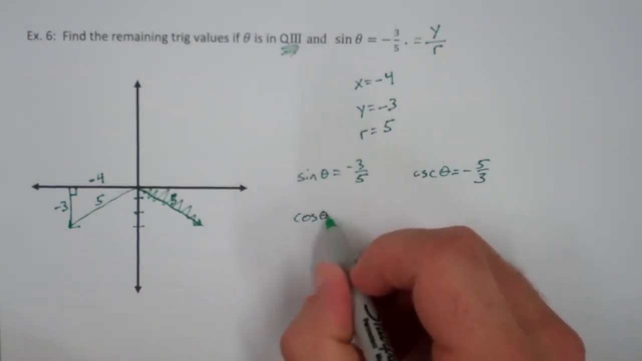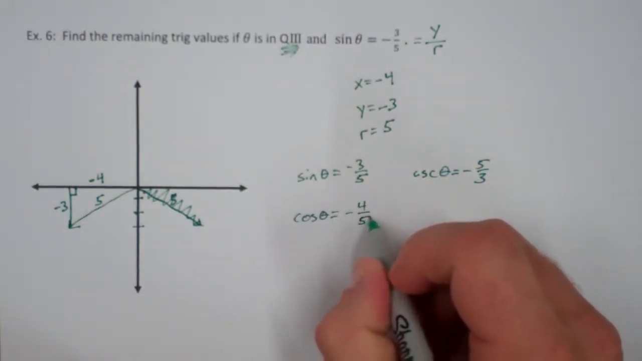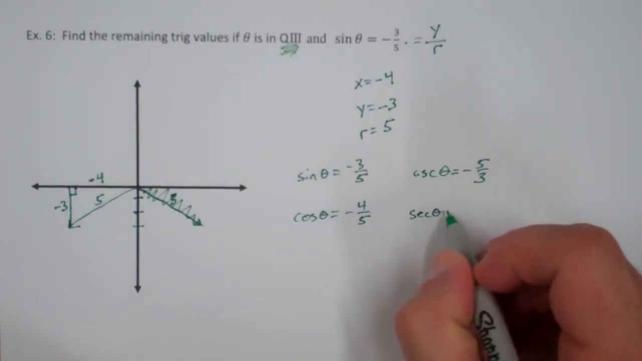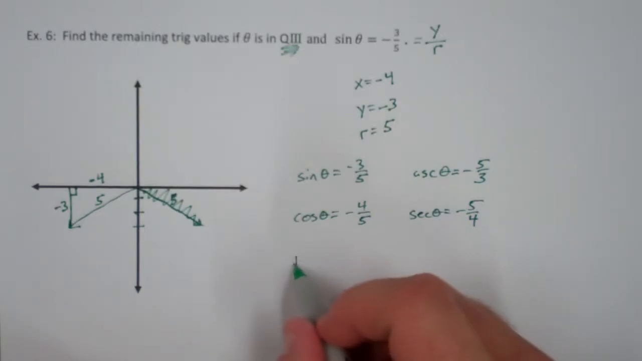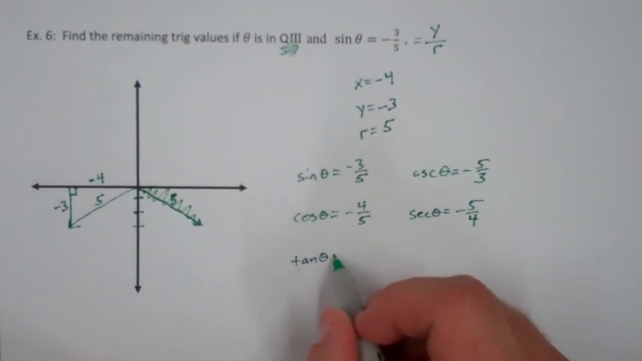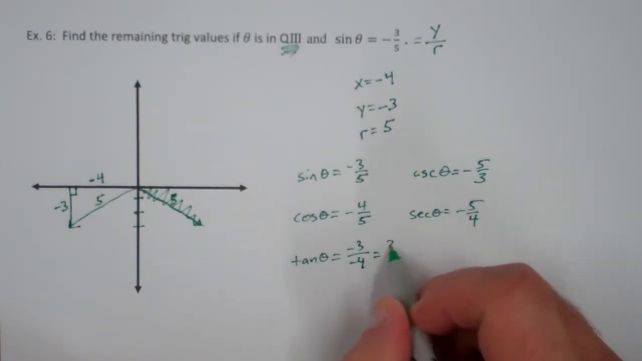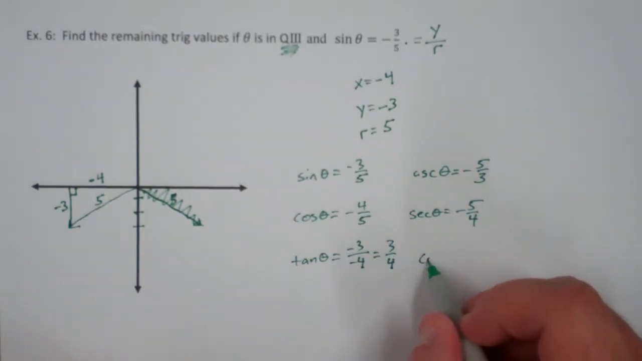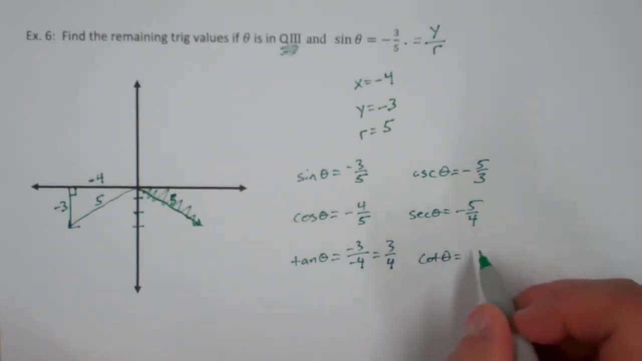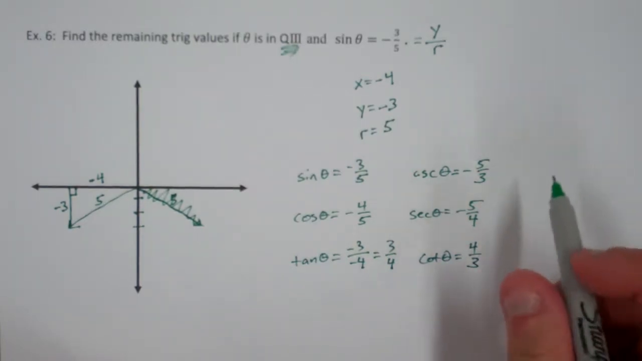The cosine of theta is x, which is negative 4 over r, which is 5. And for the secant, we'll just use the reciprocal. The tangent of theta is going to be y over x, which is negative 3 over negative 4. And we want to simplify that to 3/4. Try to write that without those negative signs there. The cotangent of theta then would be 4/3. So really not too bad.